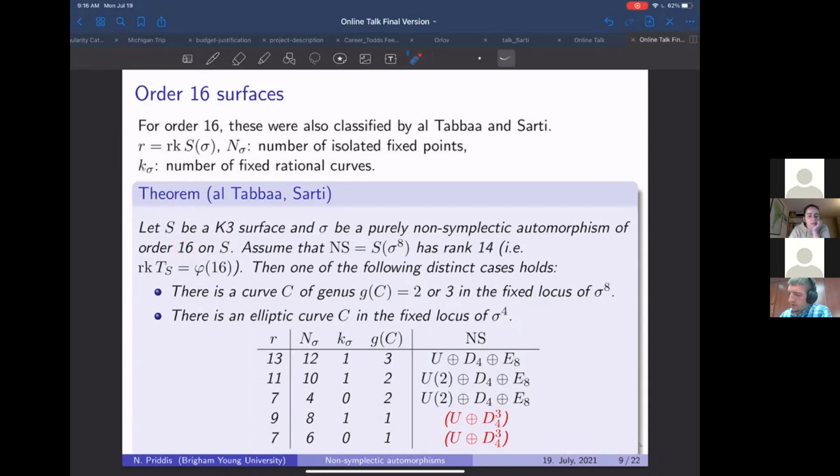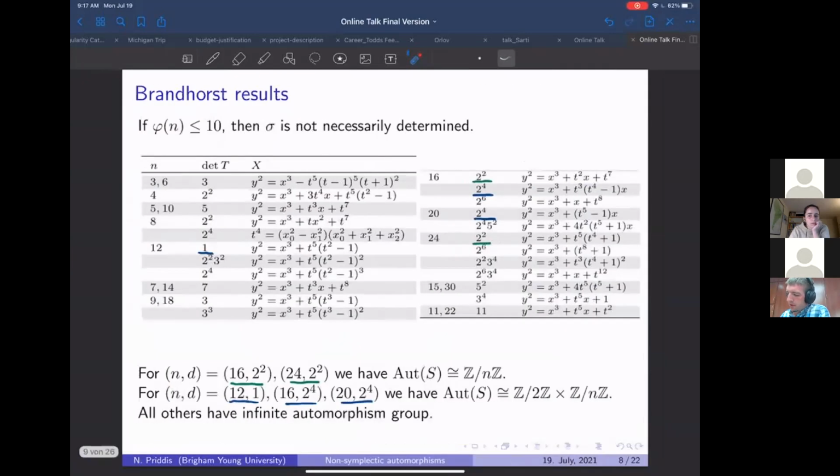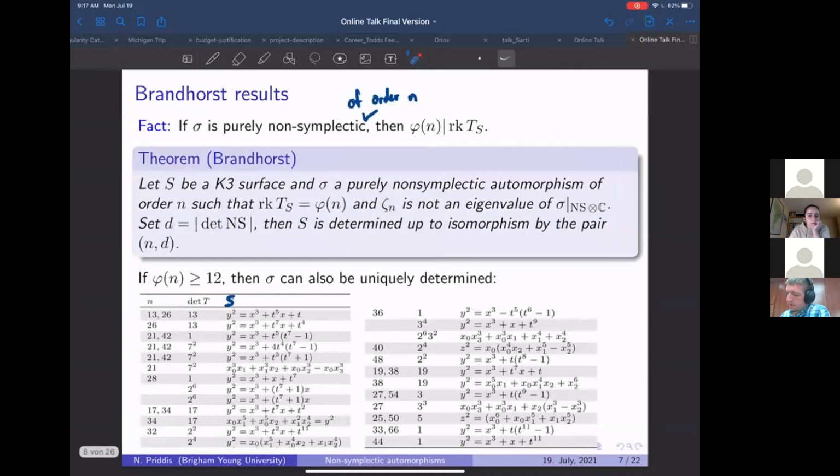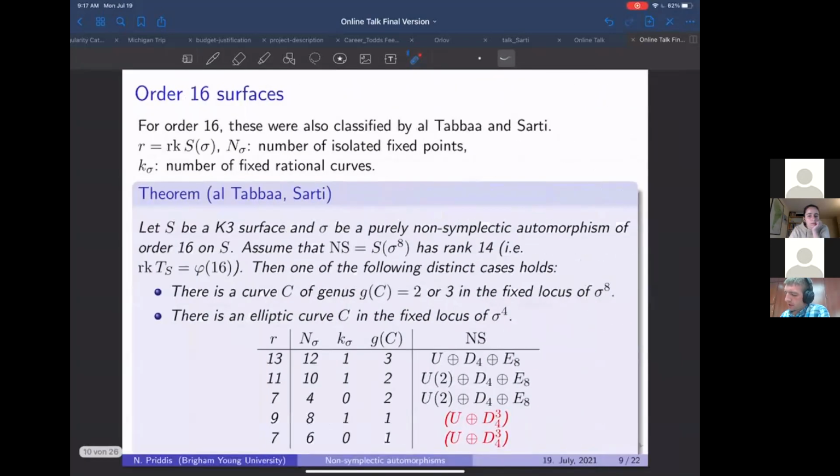And to put us in the framework of Brandhorst's result, we're assuming that the Néron-Severi group has rank 14. And if you think about the result by Brandhorst, remember we're asking about the transcendental lattice. So you'll notice, hopefully, that the rank of the transcendental lattice in this case is therefore 8, and that puts us squarely in the result of Brandhorst.